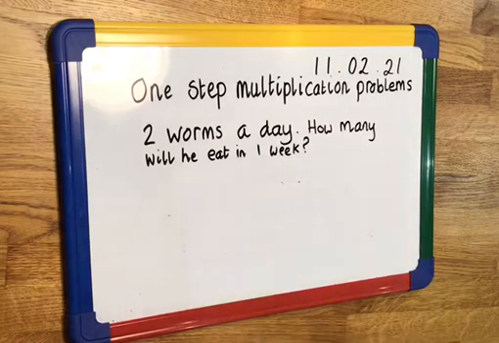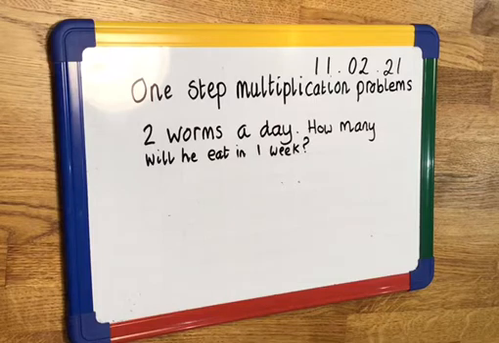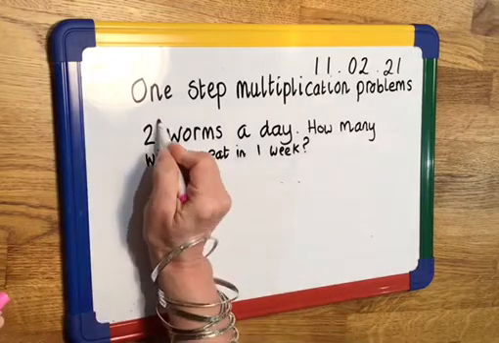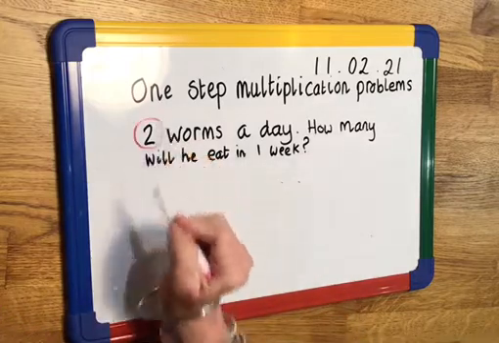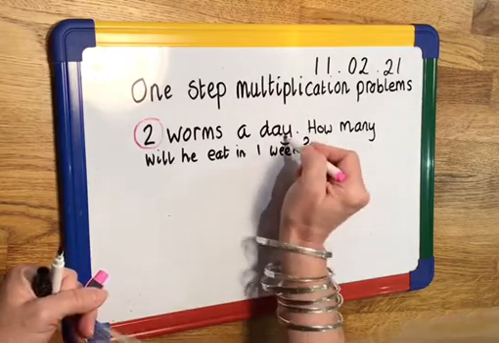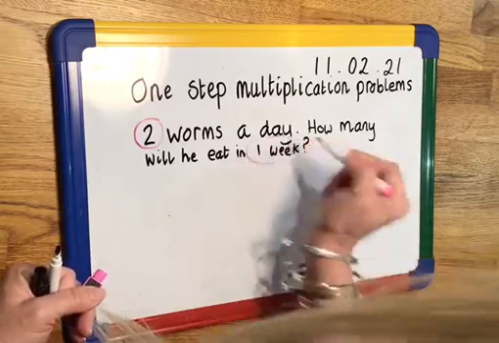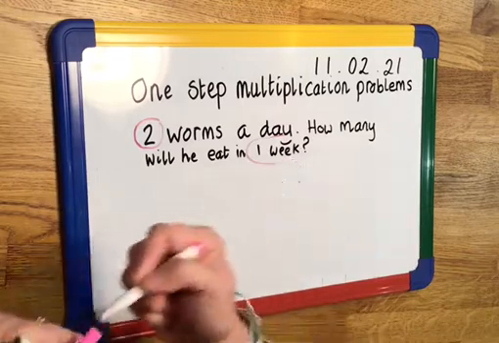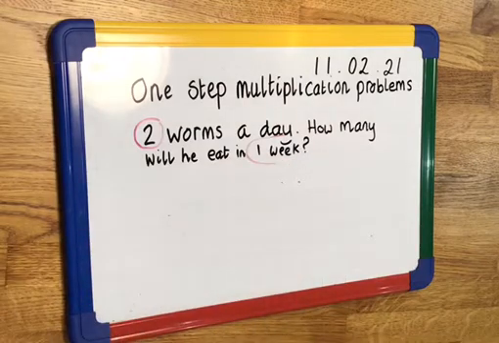So we've got to work out how to do this. We need to think very carefully, what do we know? So what are the important parts of our question? So let's put a circle around our numbers. So we've got 2 worms and we've got 1 week. I wonder how many days there are. Gosh, my pen's not working. How many days there are in 1 week?